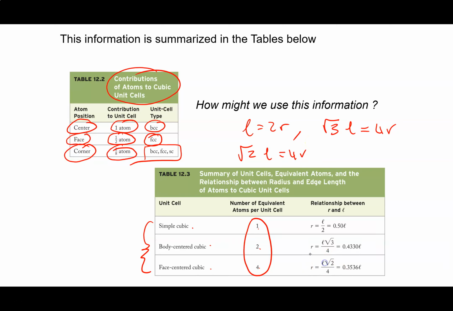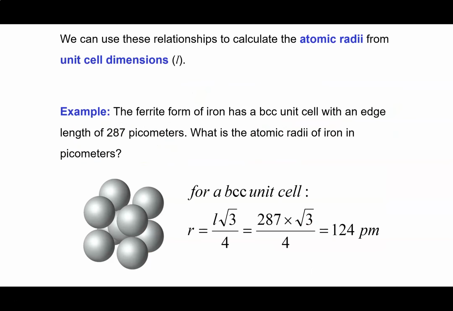So what have we got? Well, we know how many atoms are in each type of unit cell. We know the relationship between R and L for each unit cell. The question becomes, how can we use this information? What types of problems might we be asked? So one thing that we might be asked is to solve problems relating atomic radii and the unit cell edge length. Okay, so here's a good example of that.